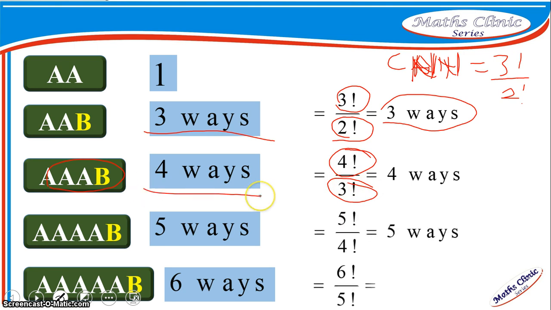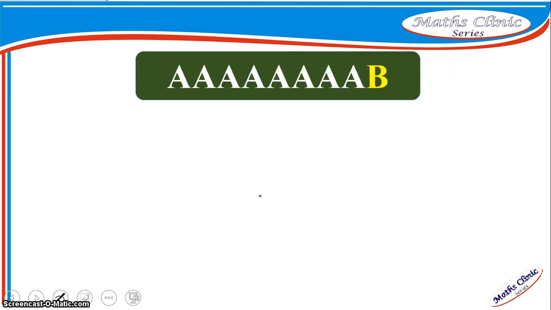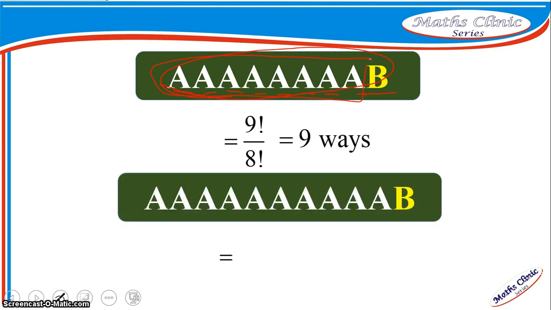If I do the same thing for 5 and that of the 6, it will follow that pattern. So if you have, let's say, 1, 2, 3, 4, 5, 6, 7, 8, 9 letters, assuming none of this is repeating, the answer could have been 9 factorial. But because 8 are repeating, we divide by the number of letters that are repeating, and that will give us the 9 ways. And here we have 11 letters in all, and 10 are repeating, so that will give us 11 ways.